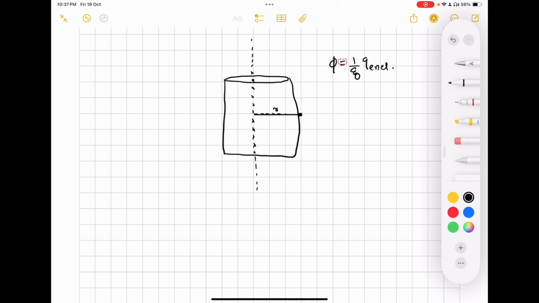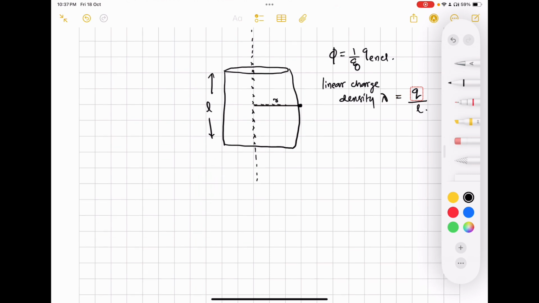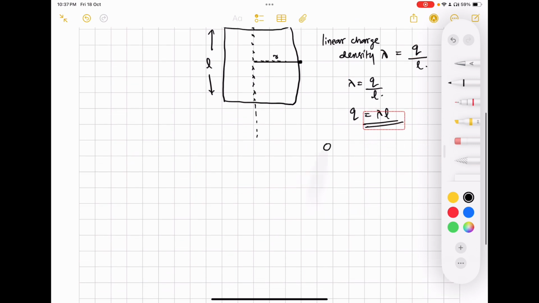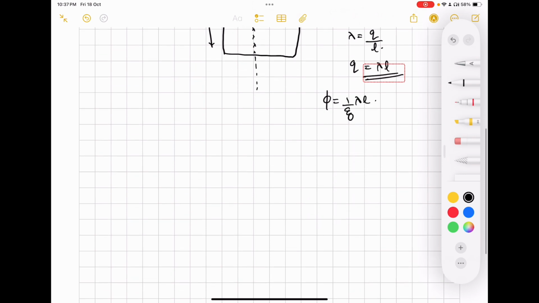Since it is a line of charge, we have a quantity called linear charge density lambda, which is equal to total charge divided by total length. So let L be the length of the cylinder and Q be the charge enclosed by the cylinder. So lambda equals Q by L, and Q enclosed is equal to lambda L. So we can write phi is equal to 1 by epsilon 0 lambda L.